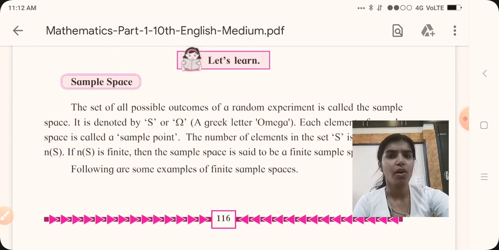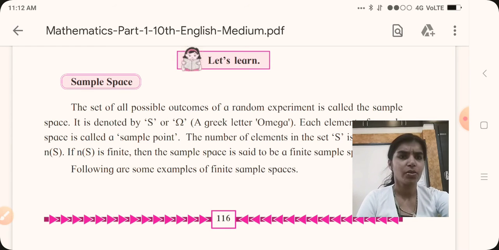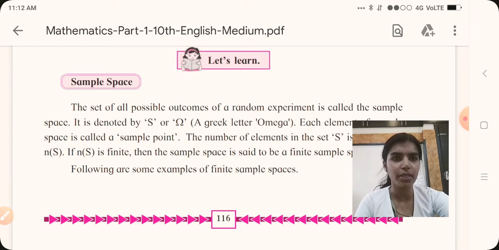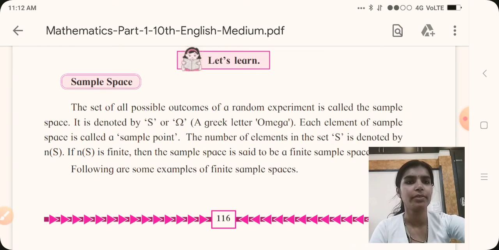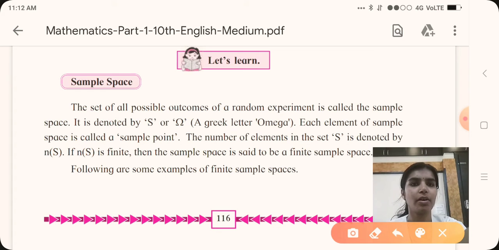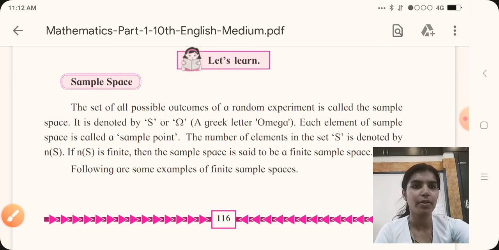That means all the possible outcomes. Suppose you toss a coin, the possible outcomes are two, head or tail. In that sample space you directly write down these two outcomes, head and tail. The sample space is denoted by S or omega. Whenever you write the sample space for any example, you denote it by the S or omega sign.